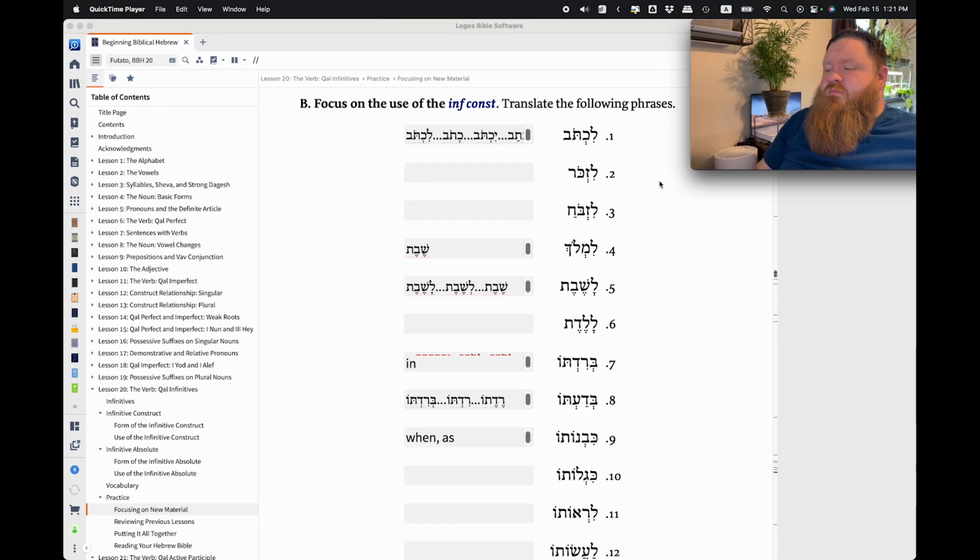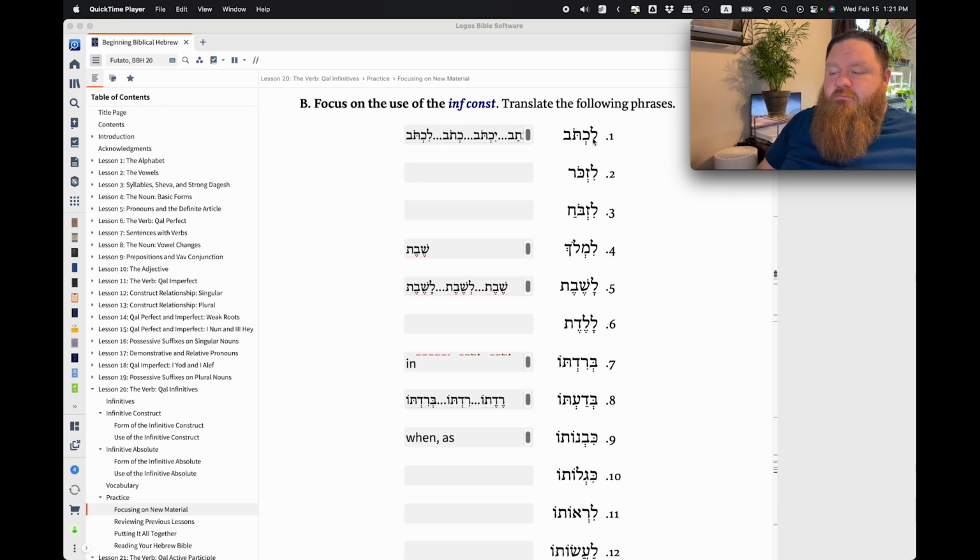So this first one here, we've got liktov. Liktov is the lamed preposition with katav, and katav here is in the infinitive construct. We know that because we've got a sheva in R1 and a holem in R2, and that is the pattern. The sheva-holem pattern is what we're used to for the infinitive construct.